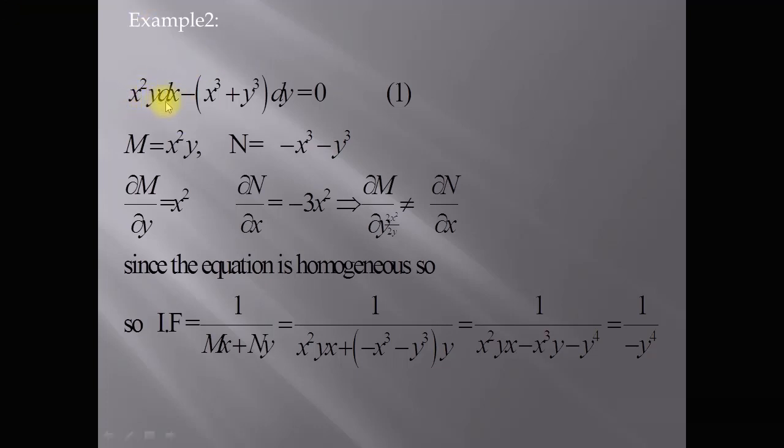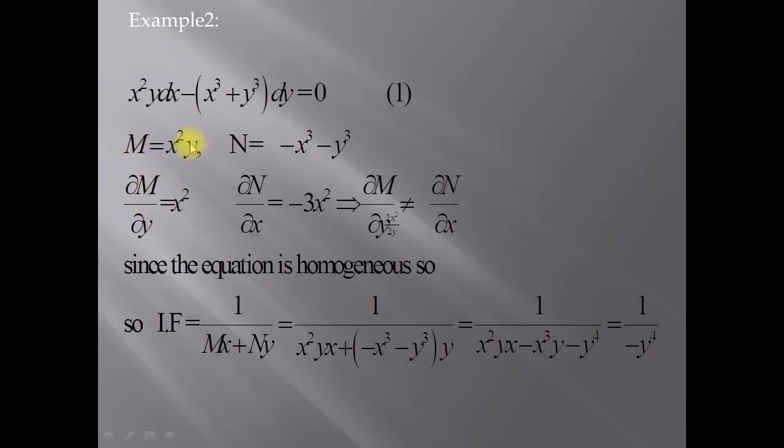x square y dx minus x cube plus y cube dy is equal to 0. This is the given differential equation. First of all, check whether this differential equation is exact or non-exact. This is the M function, the coefficient of dx, and the coefficient of dy is the N function, minus x cube minus y cube.